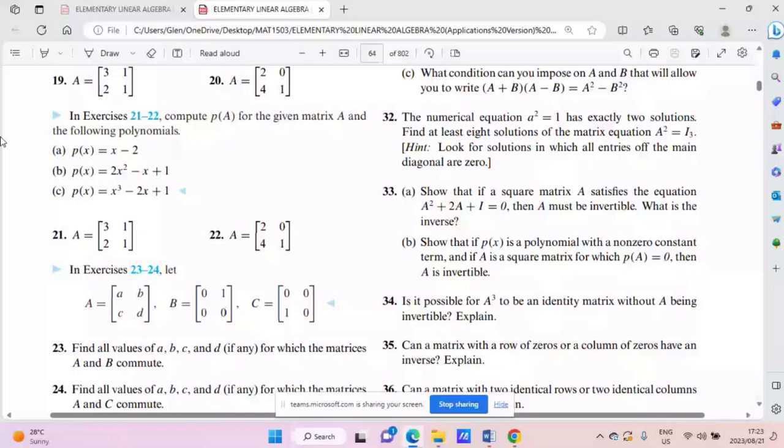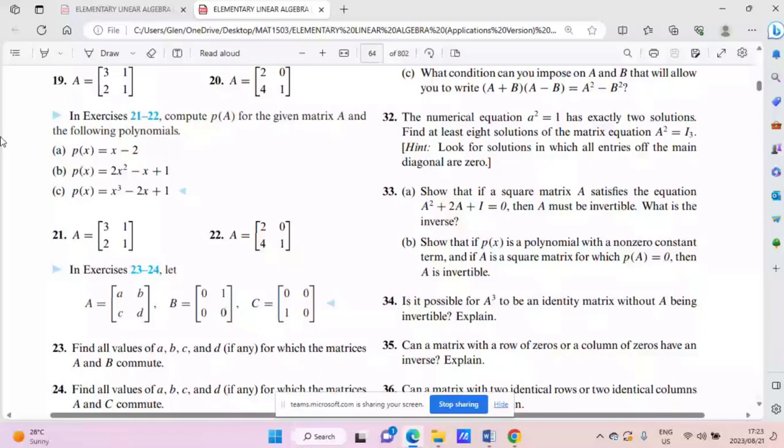No, you have the wrong matrix. 3 1 2 1 is the matrix for 21. We're using 22, which is 2 0 4 1. That is the matrix we're supposed to use for X minus 2. Okay, so it's 0 0 4 minus 1. Yes. Okay, no, it's fine. Thank you.